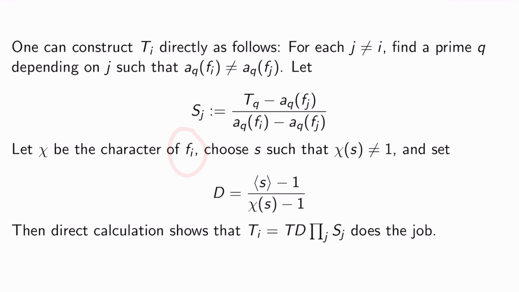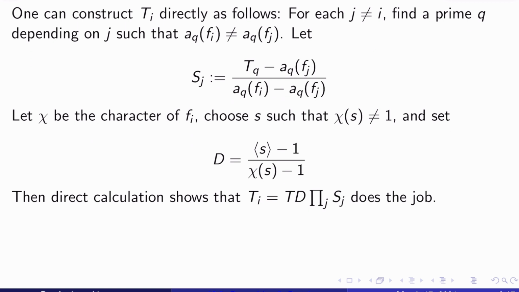Now, f_i has non-trivial character. Let's call that character χ. And then let's choose s such that χ(s) isn't 1 by non-triviality. And we'll set D equal to ⟨s⟩ minus 1 over χ(s) minus 1, again well defined. And then you can check easily with a direct calculation that T_i equals T_D times the product of the S_j's does the job. Okay, so I'll leave that to you to check. That's just a do-it-yourself thing.